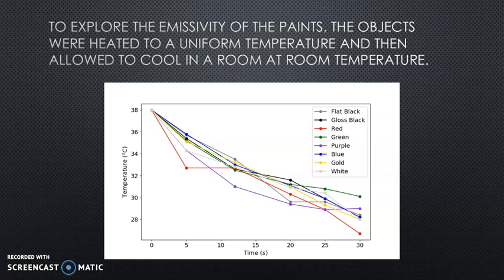To explore the emissivities of the paints, the objects were heated to a uniform temperature and then allowed to cool in a room at room temperature. The data for cooling did not come out as well and pretty as the heating data, but it does appear that the cooling takes more of a linear trend. As expected, the emissivities appear to not be as spread as the absorptivities of different colors.